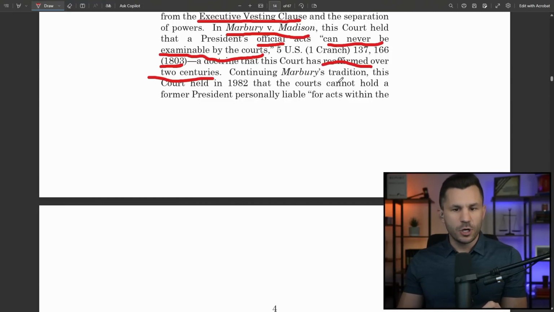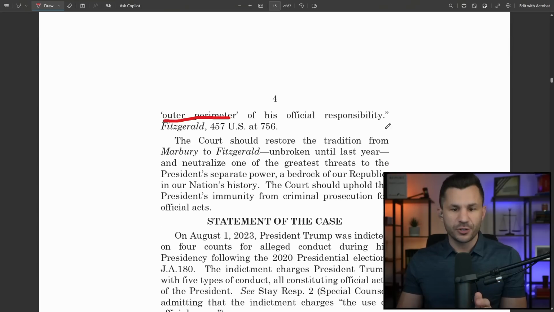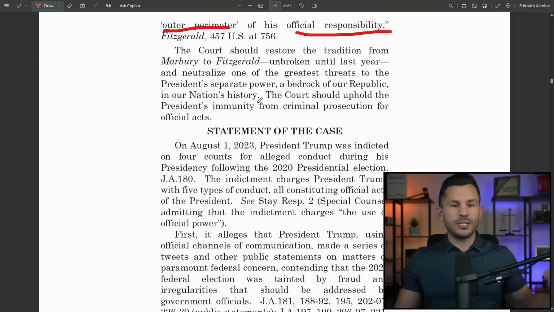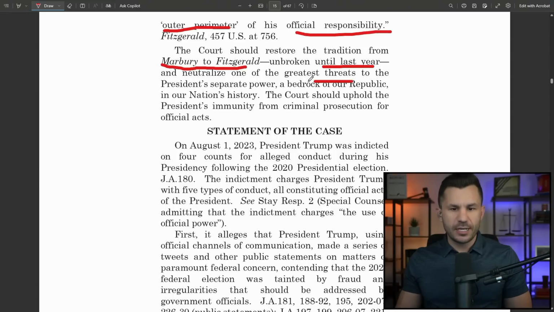Now, continuing Marbury's tradition, this court held in 1982 that the courts cannot hold a former president personally liable for acts within the outer perimeter of his official responsibility. That's the civil case from Nixon. And so they tell us that the court should restore the tradition that we've already had in place from Marbury to Fitzgerald, unbroken until last year, thanks Jack, and neutralize one of the greatest threats to the president's separate power, which is a bedrock of our republic in our nation's history. The court should uphold the president's immunity from criminal prosecution for official acts.